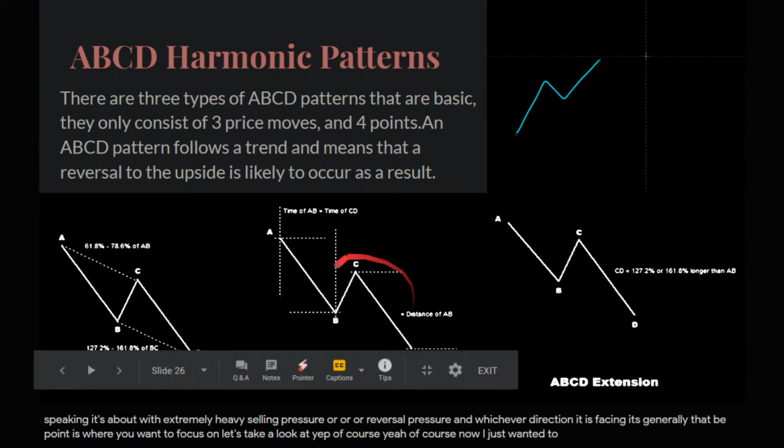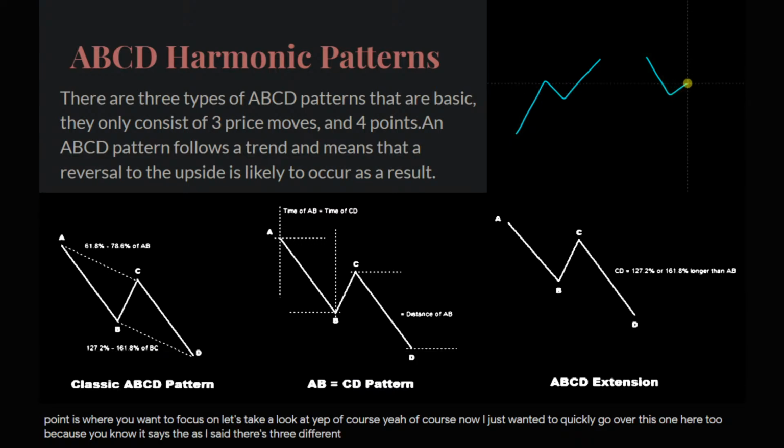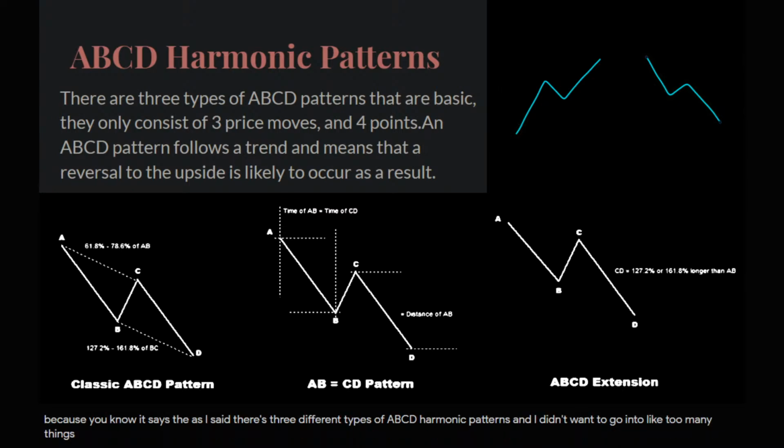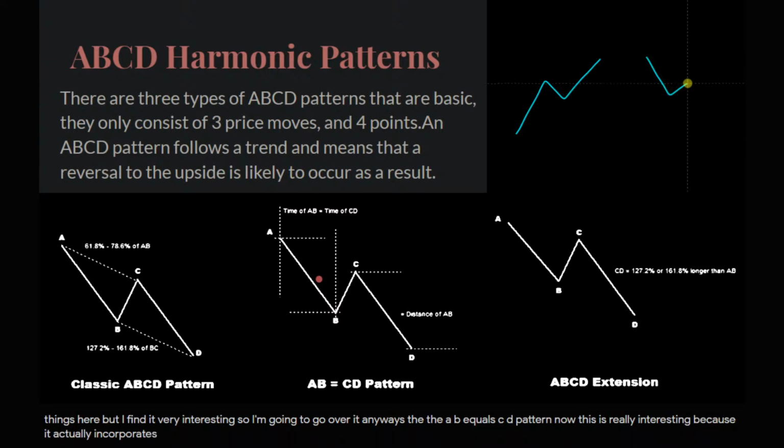Now, I just wanted to quickly go over this one here too, because it says that, as I said, there's three different types of ABCD harmonic patterns, and I didn't want to go into too many things here, but I find it very interesting, so I'm going to go over it anyways. The AB equals CD pattern. Now, this is really interesting because it actually incorporates the time.